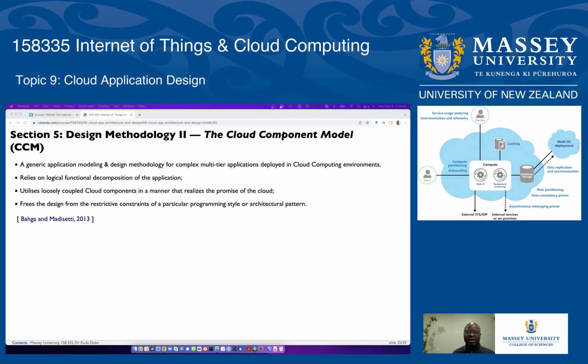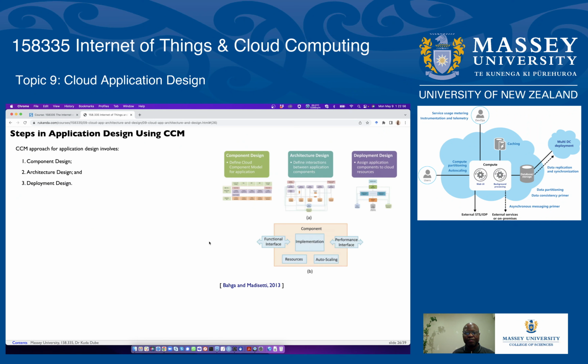Right now, let's look at this methodology. It has basically 3 steps. The first step is component design. In this step, you define the cloud component model for that particular application. In other words, you come up with components, and each component has the capability to become a cloud component. Obviously, you define it properly. After that, you do an architecture design where you define the interactions between the components, and then after that, you proceed to look at deployment.